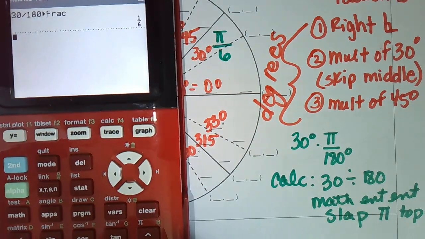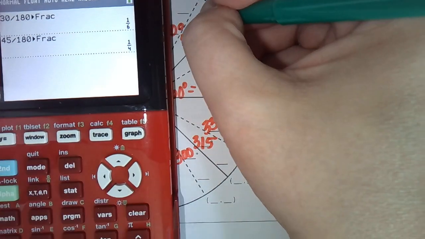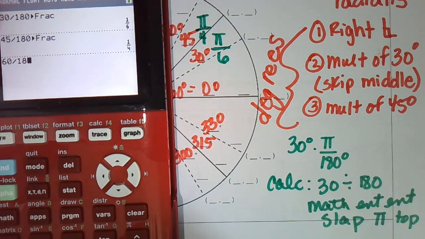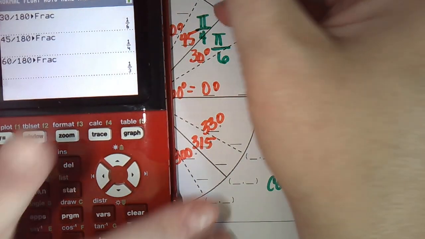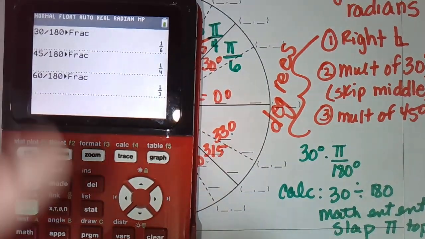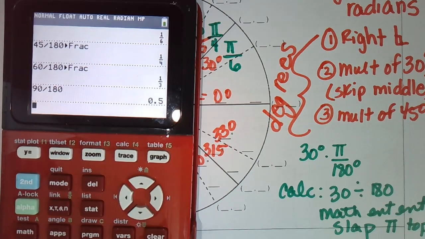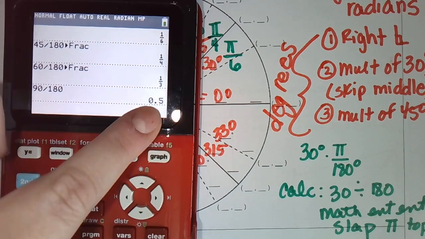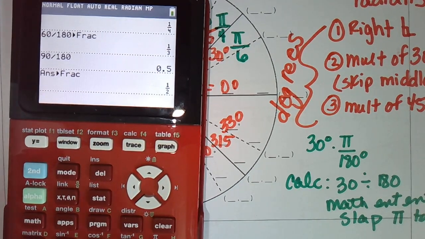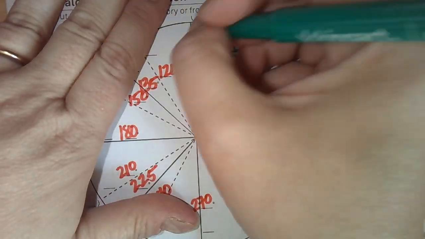Then we keep going. 45 divided by 180, math, enter. Pi over 4, because we're not going to write that 1 on top. Then keep going. 60 divided by 180, math, enter. Pi over 3. And you don't have to do the math, enter on the same line. For example, 90 divided by 180, let's say I put that in first and got 0.5. Then I can press math, enter, and I still get the numbers I was supposed to get, 1 over 2, or pi over 2.